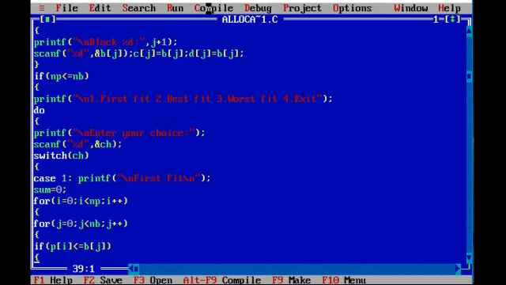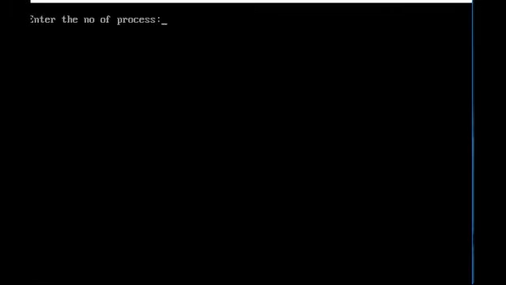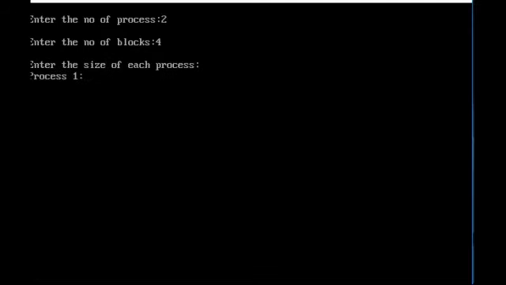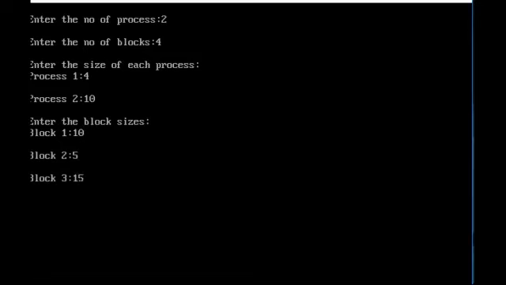So we are compiling the program, running the program. We are considering the same problem that we have considered during our presentation, that is total number of processes in our case is 2 and total number of blocks is equal to 4. The process size for process 1 is 4K and process 2 is 10K. The block sizes are 10K, 5K, 15K and 22K.